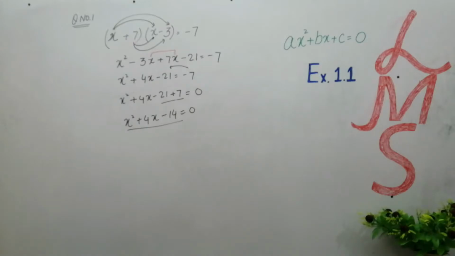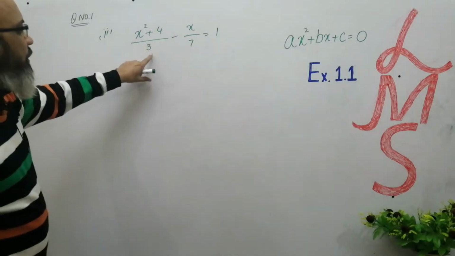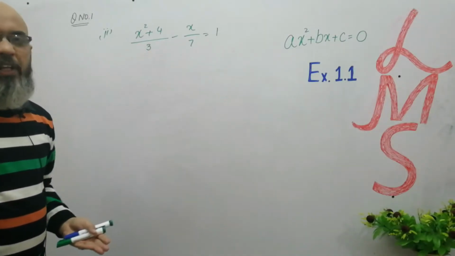So let's do now the next one. So in the second part of this question, I write the question: x square plus 4 over 3 minus x over 7 is equal to 1. So now this question is in fraction form.